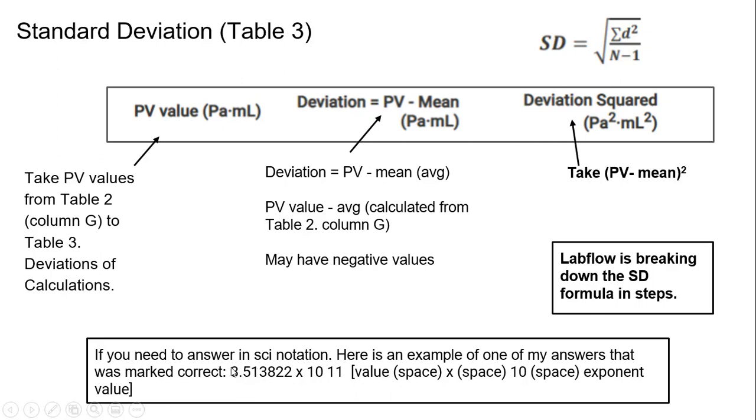This was marked right. So with the spaces, it took it. If you don't put a space here, it's going to think it's a very large number that's over 1,000. So make sure there's a space right here, okay?